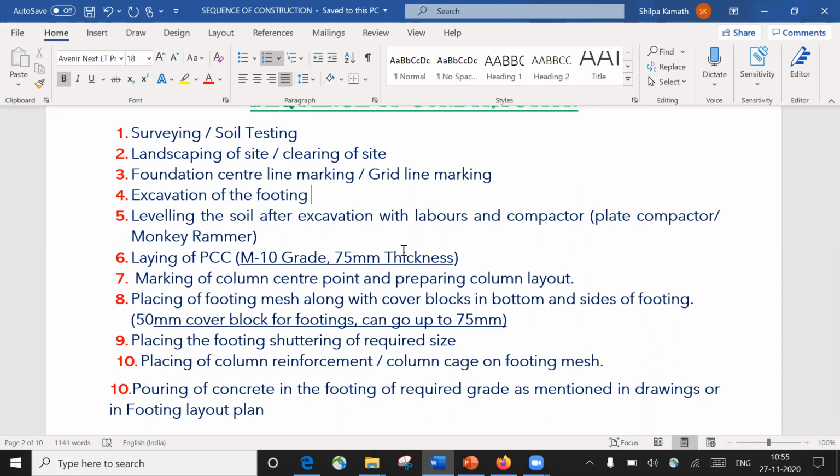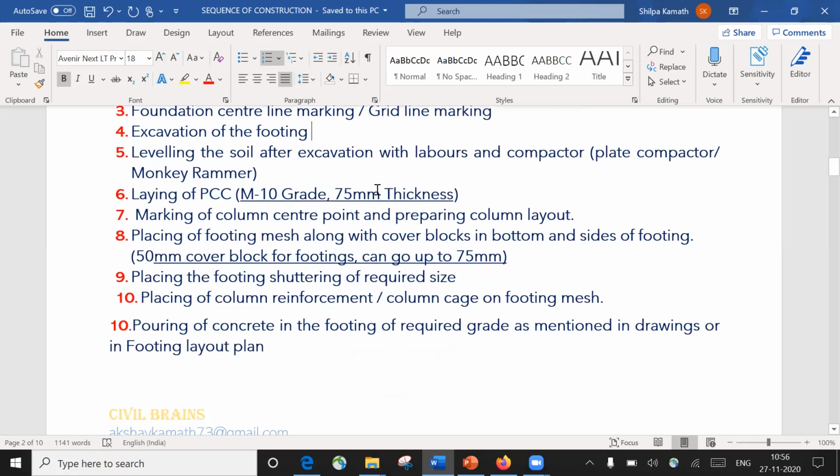Again, PCC is given to get a uniform surface, and there is not much technical in that. So once the PCC is laid, the next is marking of column center point and preparing the column layout. So what do you mean by this?